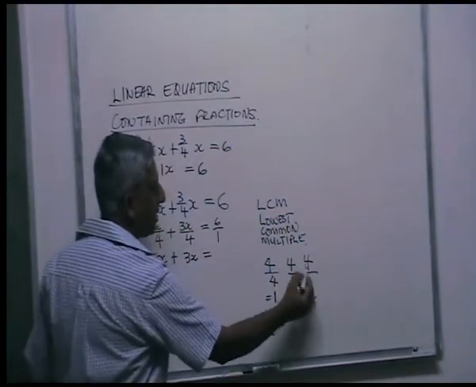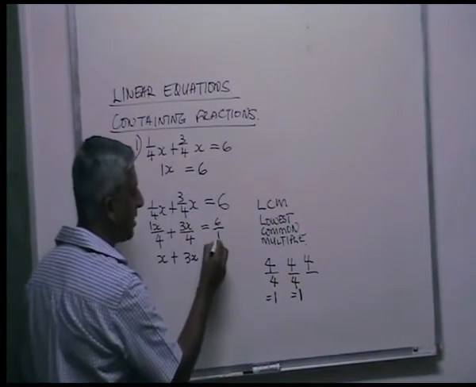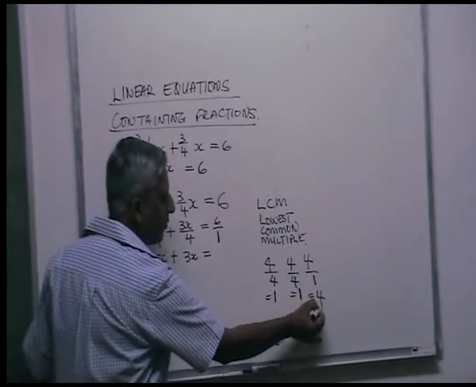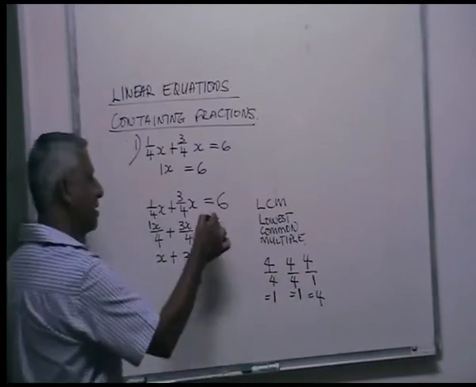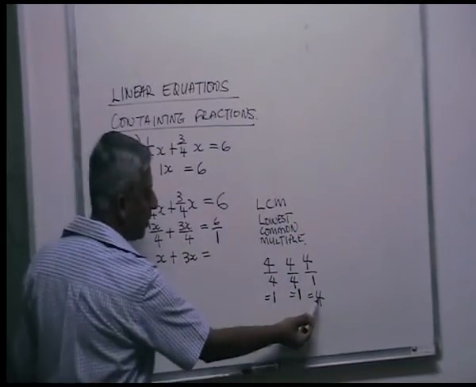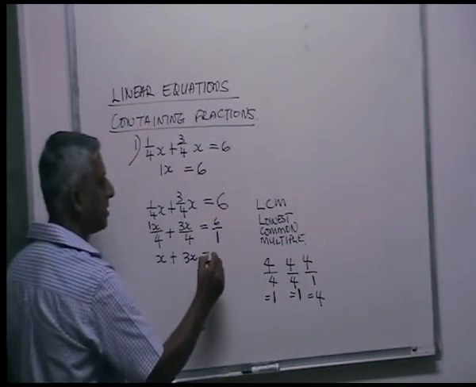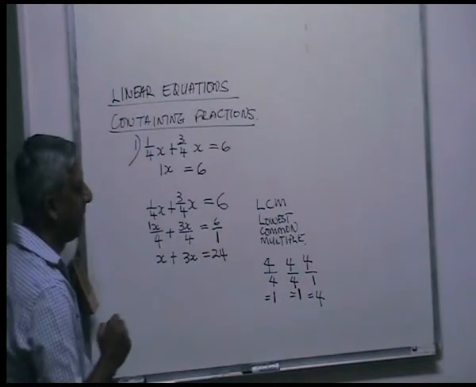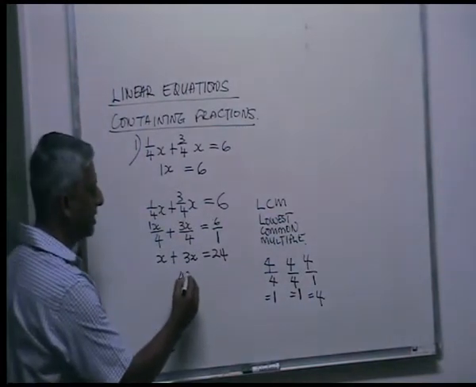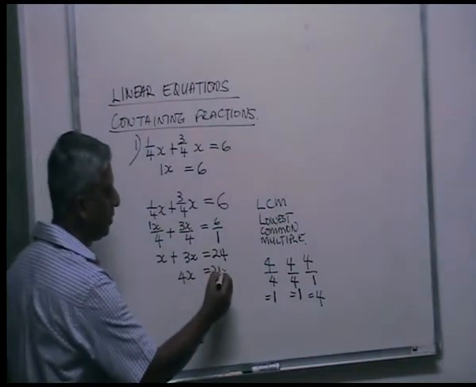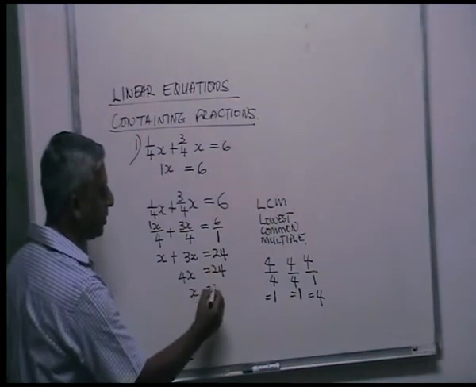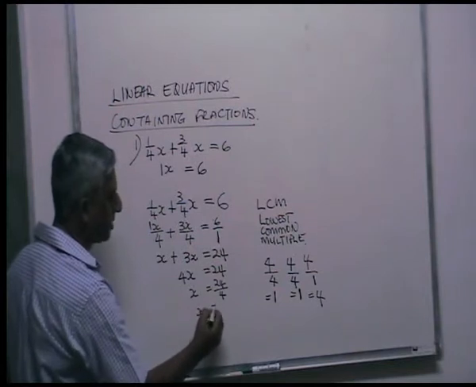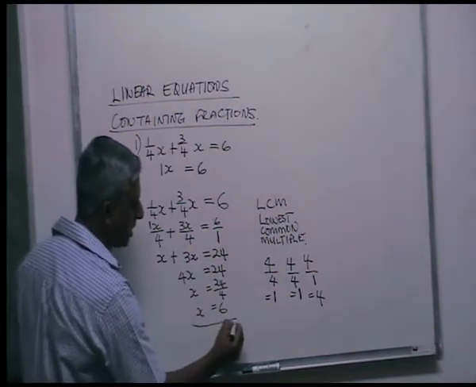Now the last one. LCM is 4. What is the denominator? 1. Write the 1 there. 4 divided by 1, the answer is 4. Now 4 times this 6. I'll repeat. 4 times this 6 will give you 24. See? So now it's very easy. 4x is equal to 24. X is equal to 24 divided by 4. X is equal to 6.